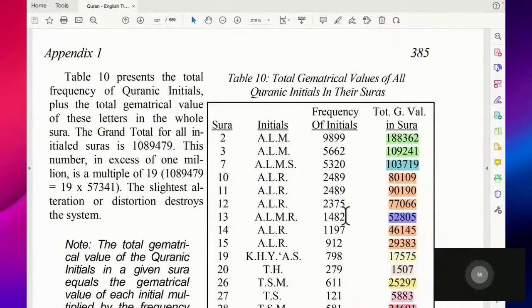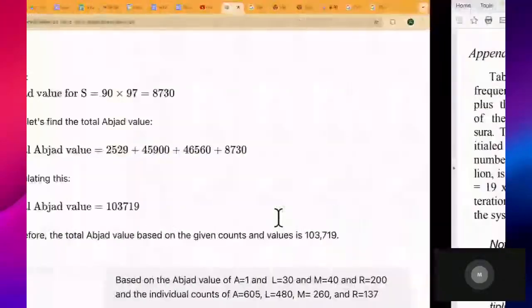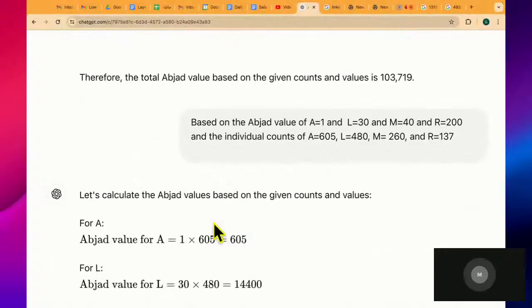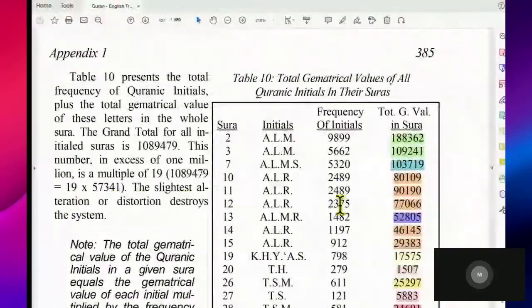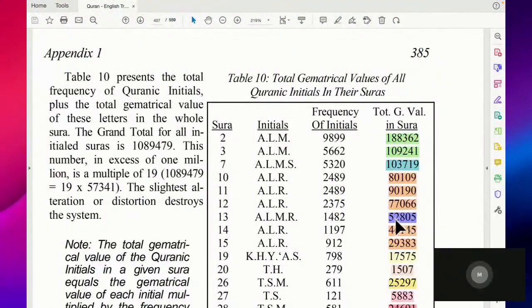And then I moved on to Surah 13, ALMR. If we go to this one, ALMR, doing the same process, it became 52,805, this color, the purple one.